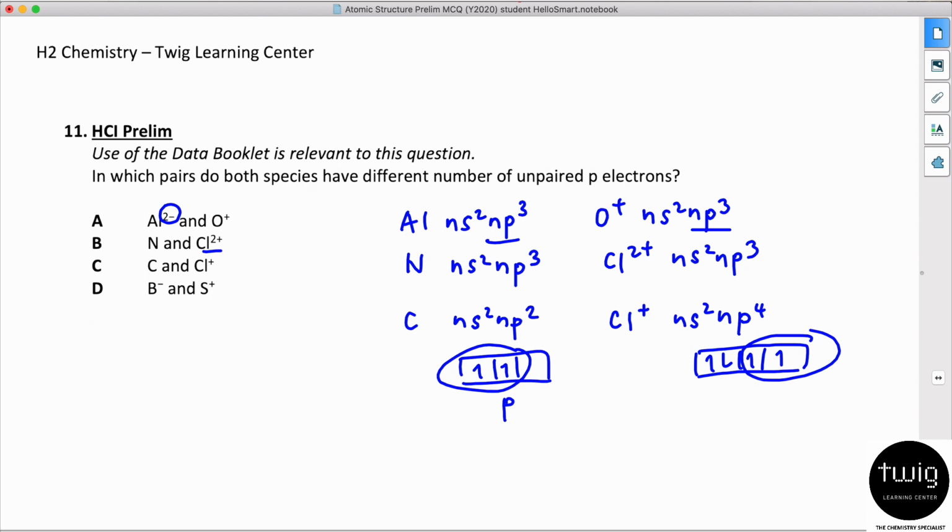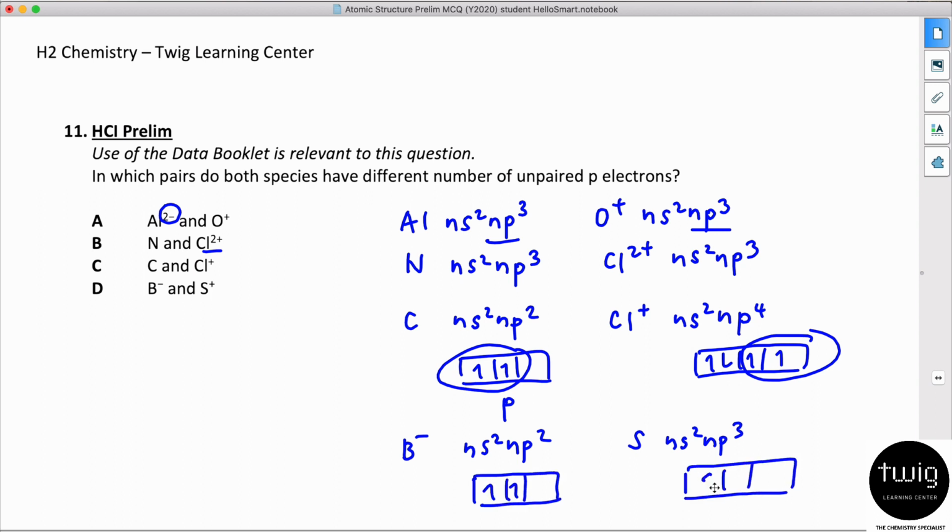All right, the last one, B minus. Boron is actually in group 13. So minus means it probably has 4 electrons. So it looks like this, ns2 np2, in the outermost shell. Sulfur has 6 electrons, but it's a plus, so you lose 1. So now it only has 5 electrons in the outermost shell. So it's ns2 np3. So np2 looks like this: 1, 2.